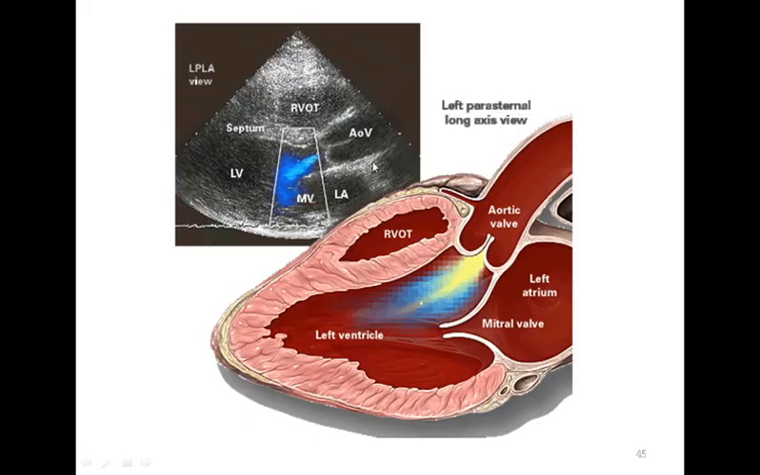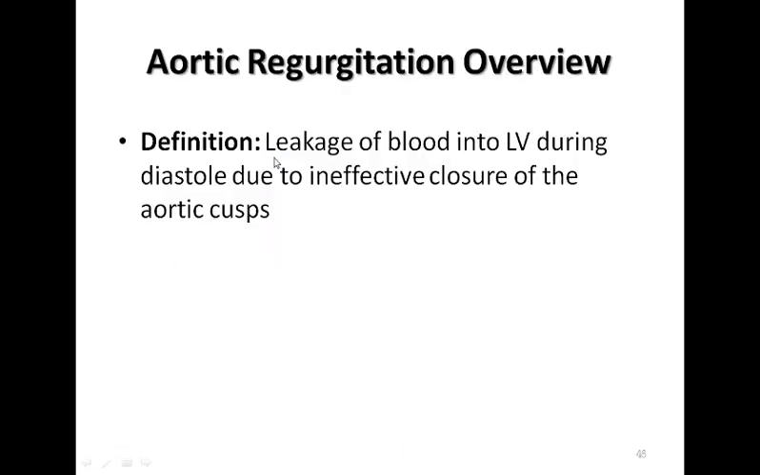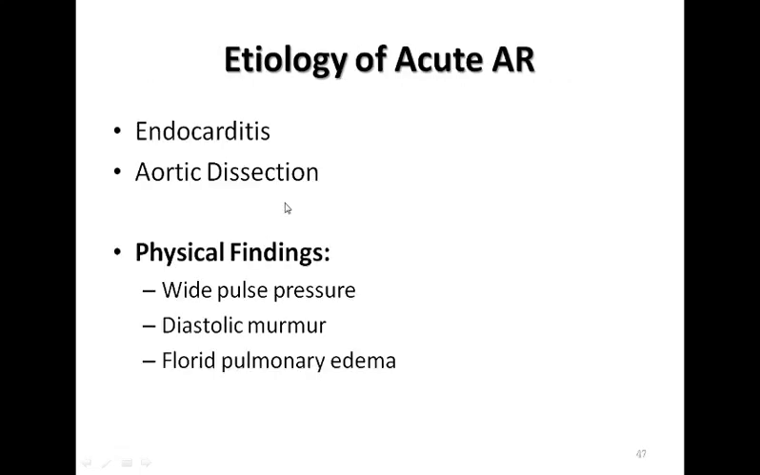Next, we'll move to the next valvular heart disease, aortic regurgitation. So this is the aortic valve. So this is the regurgitation jet. When you do the echocardiogram, this is the aorta, this is the left ventricle, this is the aortic valve. So this is the regurgitation jet during diastole. So the definition is leaking of the blood into the left ventricle during diastole due to ineffective closure of the aortic cusps.